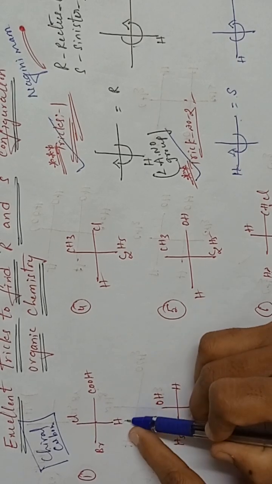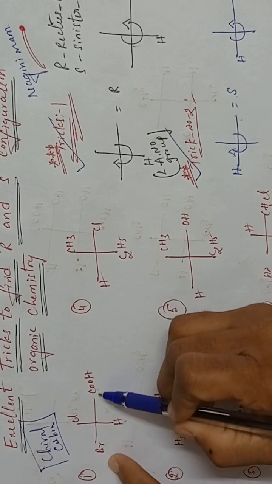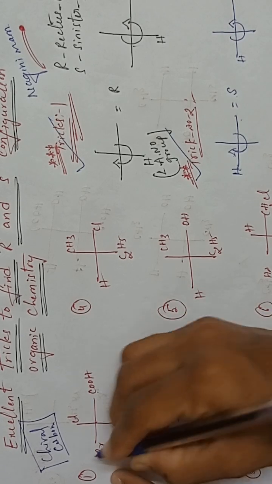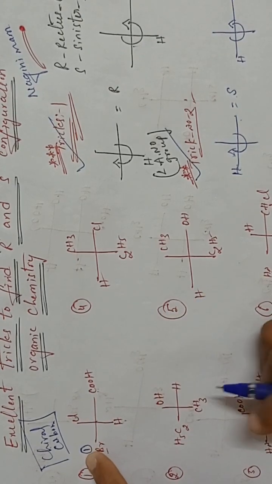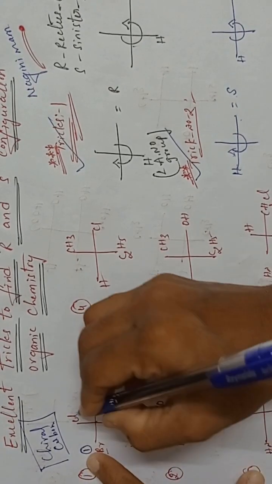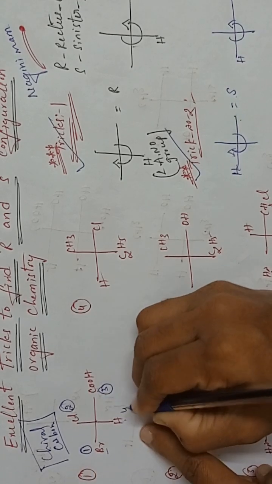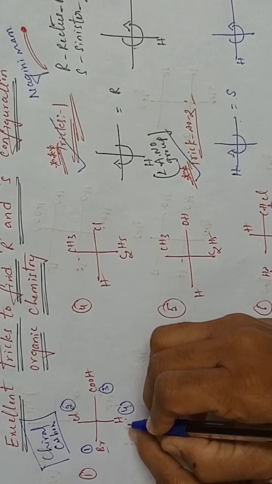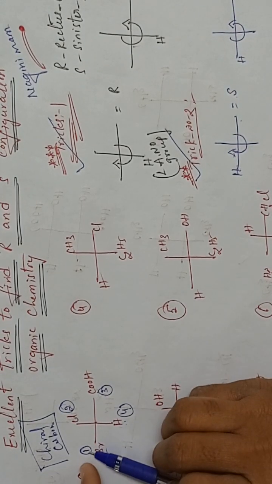Chlorine, bromine, hydrogen, carbon. Now which is having the more atomic number, students? Bromine. So that's the first priority we should give to bromine. Next atomic number is chlorine, so second priority. Next carbon, third priority. Next, fourth one, the lower atomic number group, is on the vertical line: the hydrogen atom.